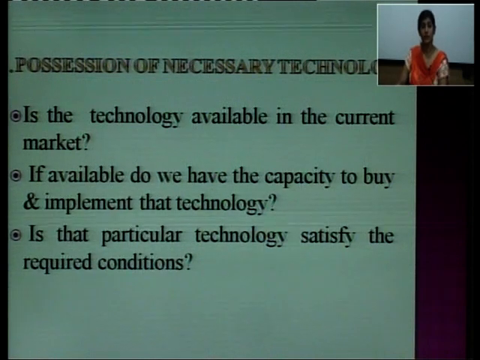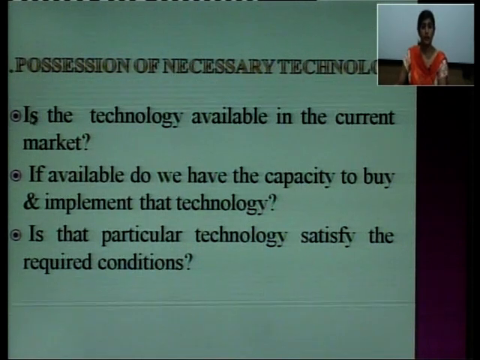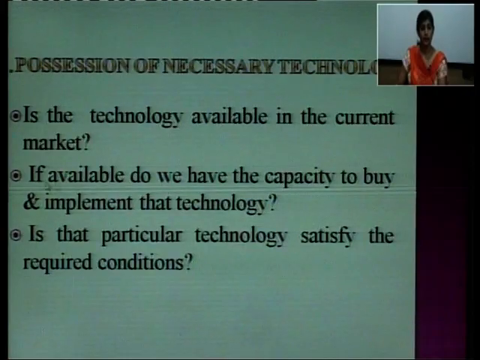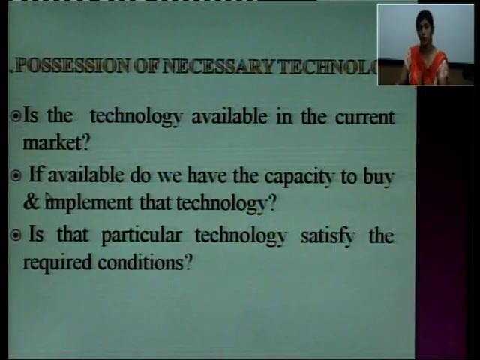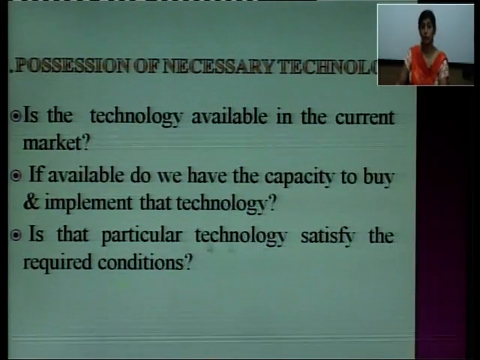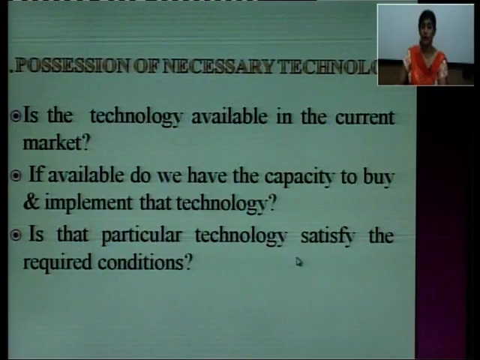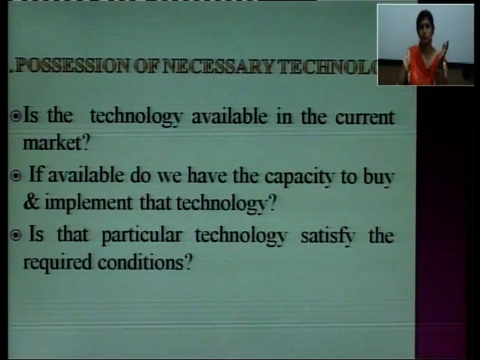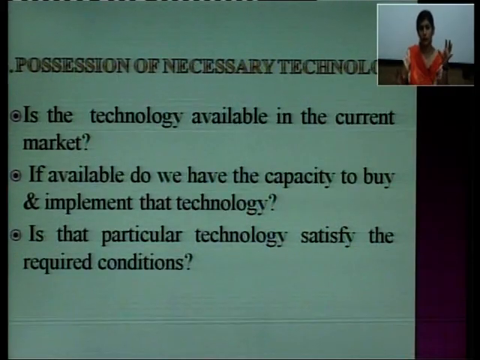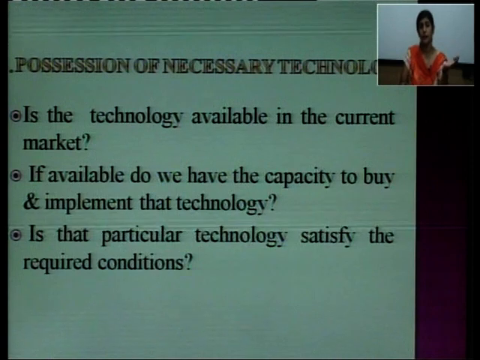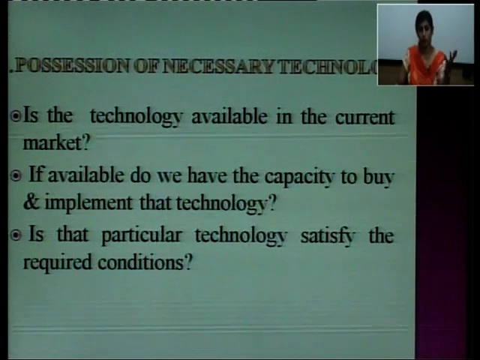Next is possession of necessary technology. Is the technology available in the current market? These are all the checks that we do in the feasibility study. If available, do we have the capacity to buy and implement that technology? And next, does that particular technology satisfy the required conditions? It means we have to consider all aspects in our mind before planning, at the time of planning, and before implementing any project that we are working on.